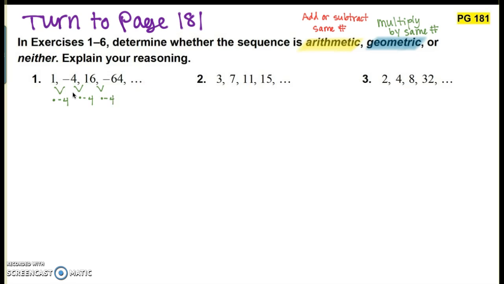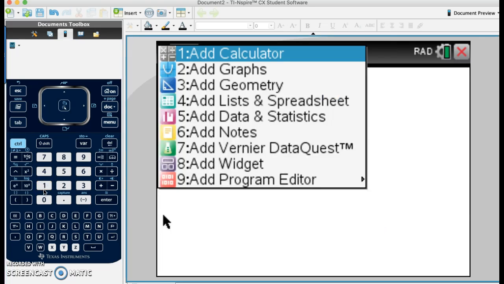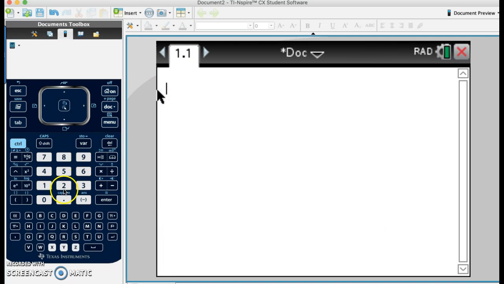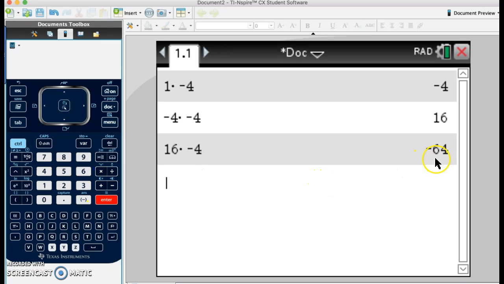Now, if you're unsure of that, let's say you really don't know, then in your calculator, so new document, add a calculator, start with the first number, 1, try out -4, so it works, -4, and then times that by -4, so it's going to take the answer multiplied by -4, we get 16, times that answer by -4 again, and then we get -64. So that creates our sequence that we've been looking at.